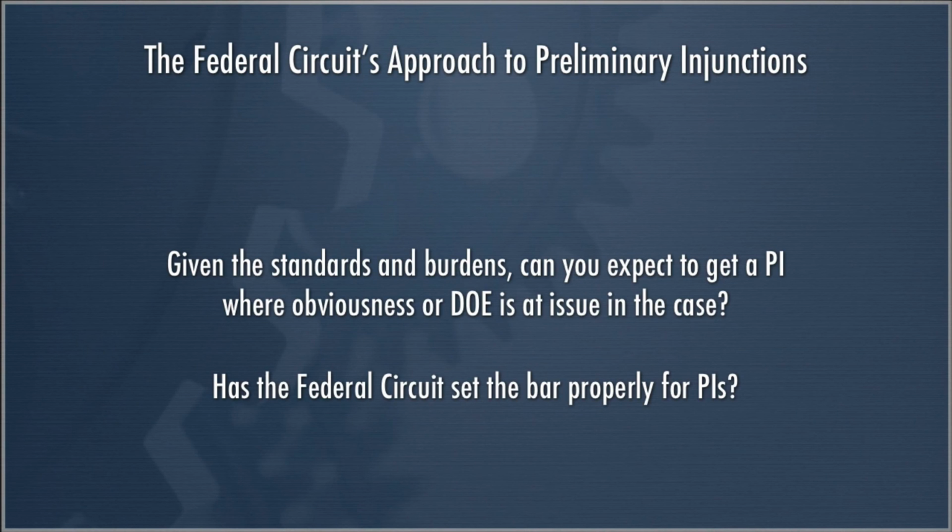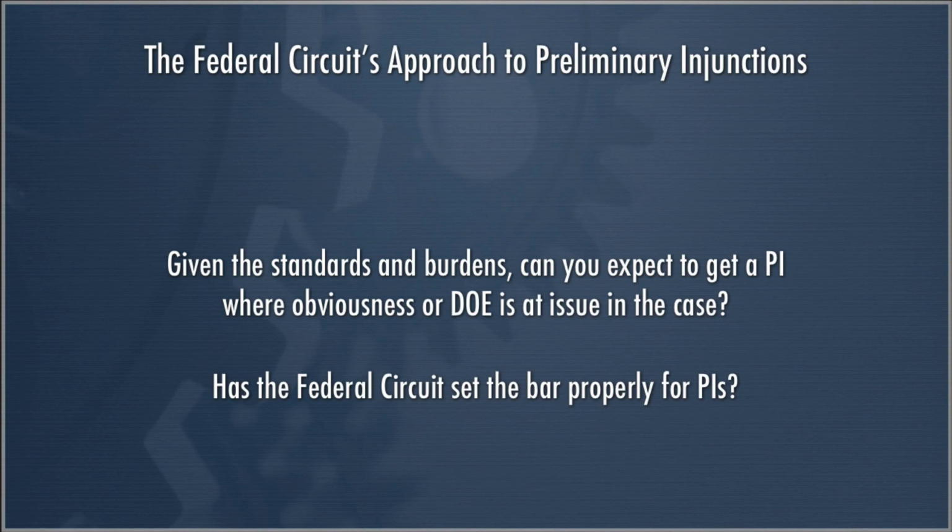So the interesting point is to think about when you might and might not be able to get a preliminary injunction, right? So can you expect to get a preliminary injunction where obviousness or doctrine of equivalence is at issue in the case? I think you're not likely to get a preliminary injunction there, right? Because you have to be able to show that you're likely to win on infringement. And if the basis of your infringement claim rests upon the doctrine of equivalence, your likelihood seems very low. This goes back to what we were talking about in the doctrine of equivalence context, that it's very, very difficult to win a doctrine of equivalence case.